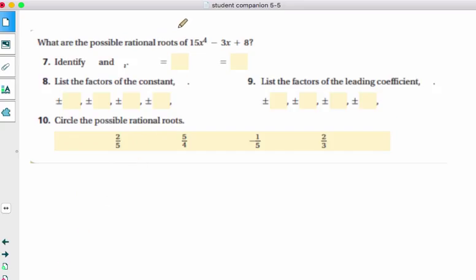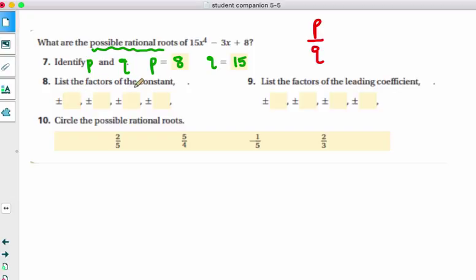What are the possible rational roots of this polynomial? We have a theorem that says we take factors of the constant, which we call P. We're going to identify P and Q. The constant P is 8, and the leading coefficient Q is 15. Don't be thrown off by P and Q, that's just part of the theorem. The theorem says we need the P's over the Q's.